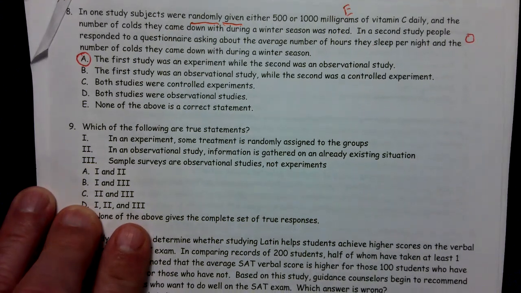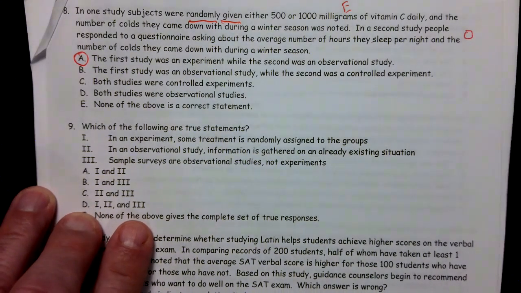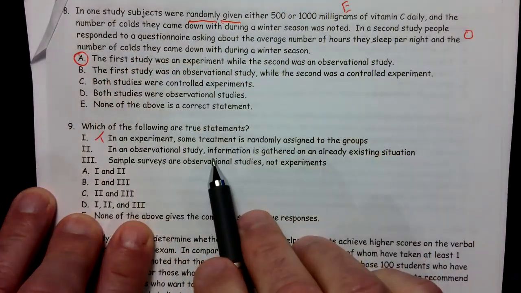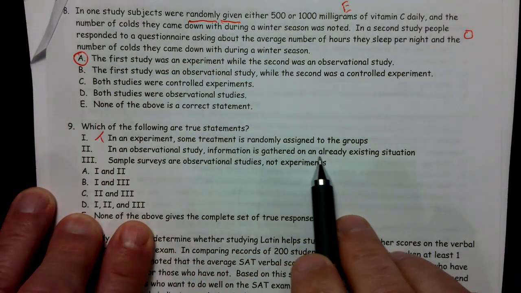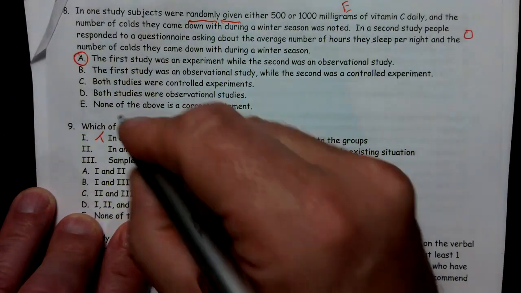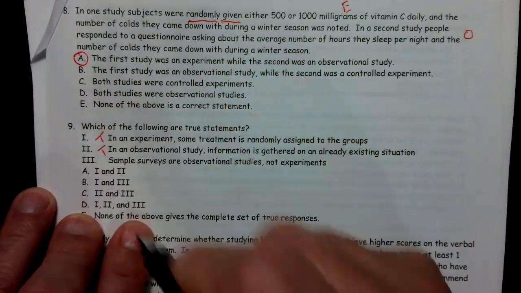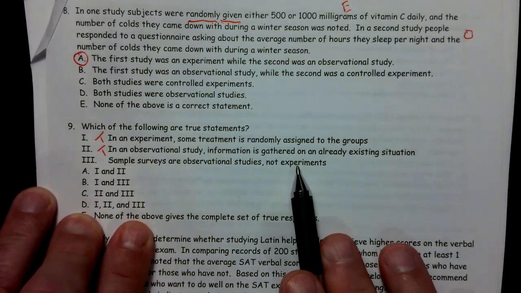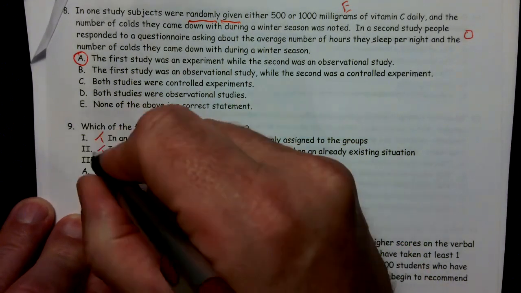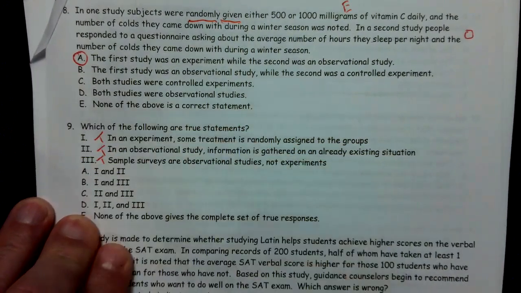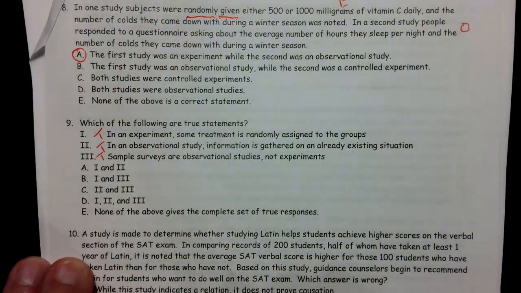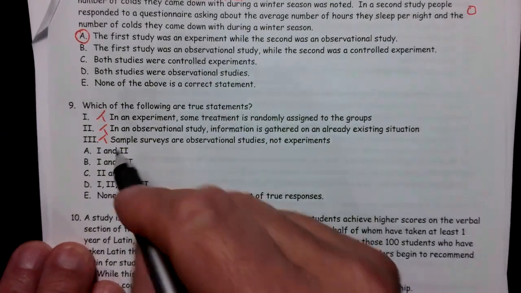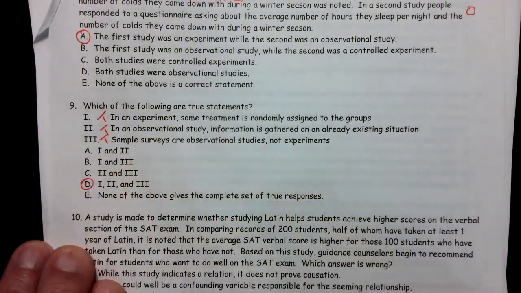Which of the following are true statements? In an experiment, some treatment is randomly assigned to the groups. That's true. In an observational study, information is gathered on an already existing situation. That is also true. We're observing them do what they already do. Sample surveys are observational studies, not experiments. Yes, surveys are observational studies because no treatment was assigned. They're reporting on what they are already doing. So which are true? 1, 2, and 3.